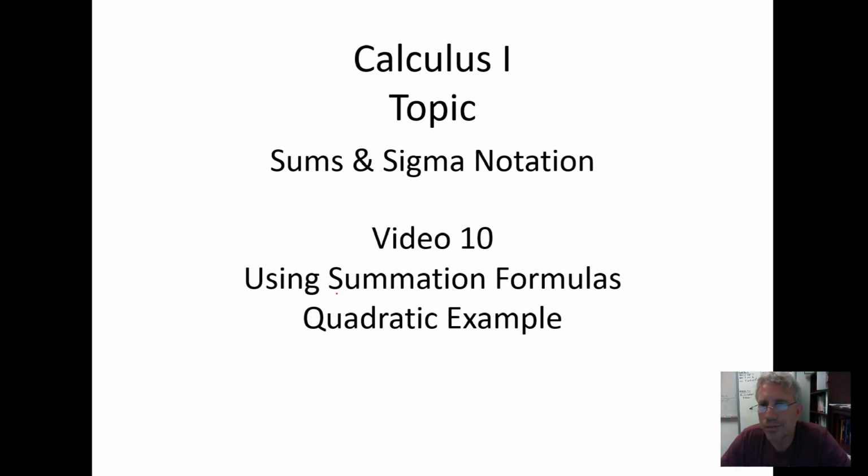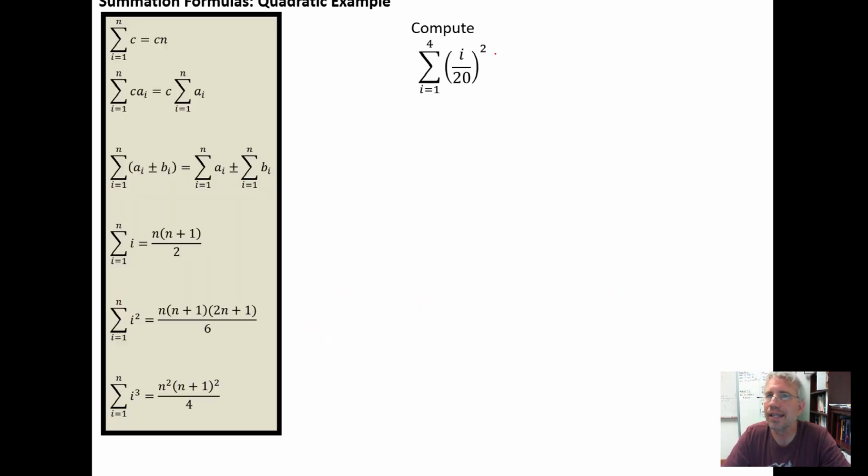So in this video, we're going to look at an example using summation formulas when we have a quadratic example, or when that indexed variable is a squared term. So I'm going to go ahead and rewrite my summation. I have the sum from i equals 1 to 4 of (i over 20) quantity squared. And again, the idea is to use the summation formulas and not to explicitly write out every term in the series.